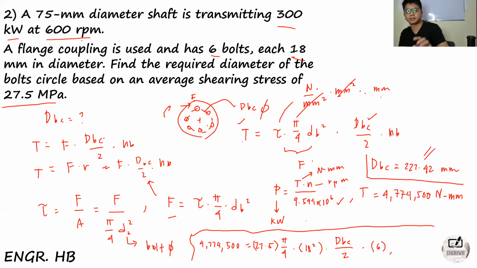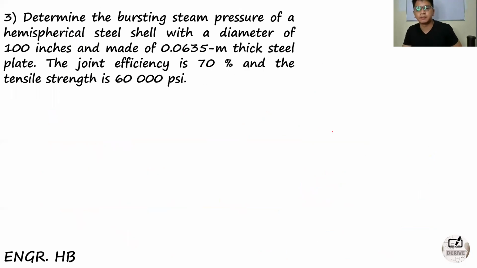So, ayan, tapos tayo sa coupling design topic na to. So, we're going to proceed with the third. So, determine the bursting steam pressure of a hemispherical steel shell with a diameter of 100 inches and made of 0.635 meter thick steel plate. The joint efficiency is 70% and the tensile strength is 60,000 psi. So, pagkabasa po lang ng problem, alam natin na ito ay under the pressure vessel.